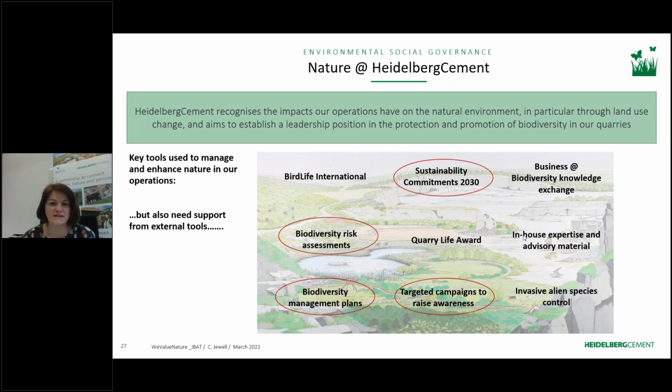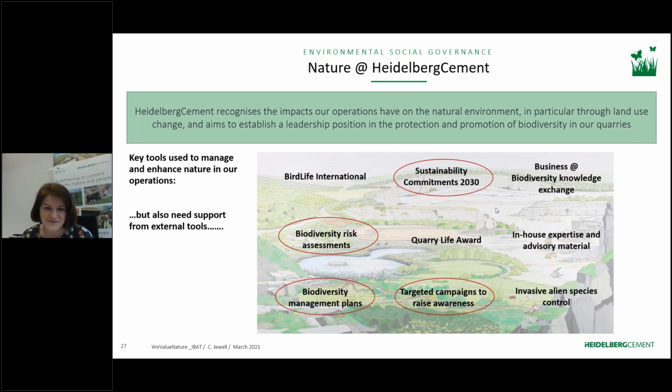We also have targeted campaigns to raise awareness. So for example, last year was the year of migratory birds, and we did a lot of work with our colleagues on the ground to understand how our quarries can provide both nesting and also foraging opportunities for migratory birds, not only through the migration process, but also for summer breeding grounds. Biodiversity management plans are an important way of the quarry understanding what exactly is in the quarry and what could colonize, and what processes they need to put in place to make sure that they don't impact on this biodiversity.